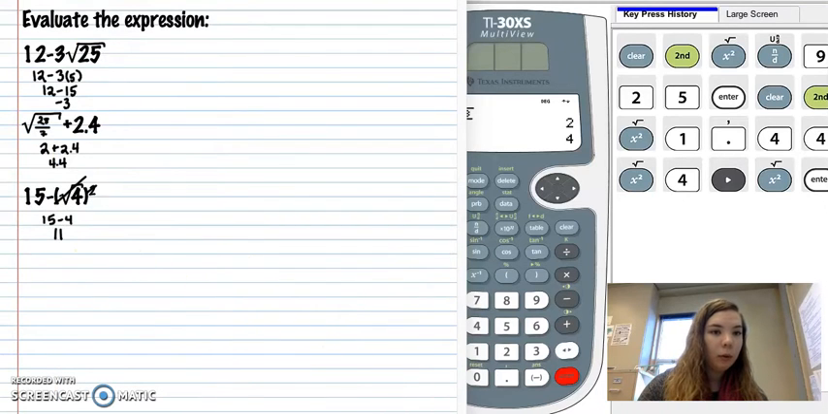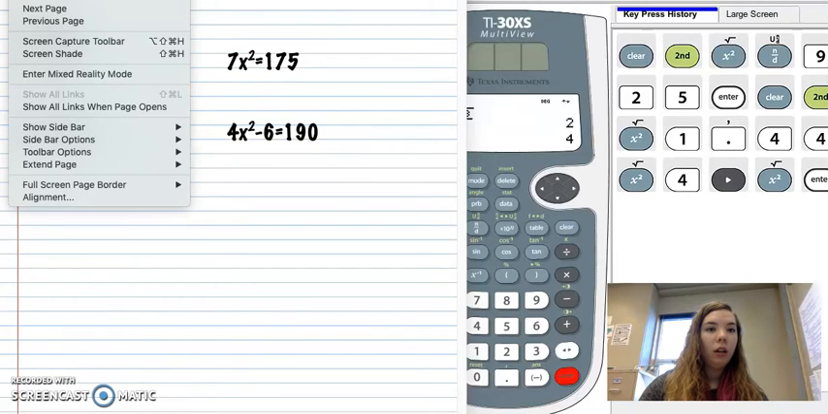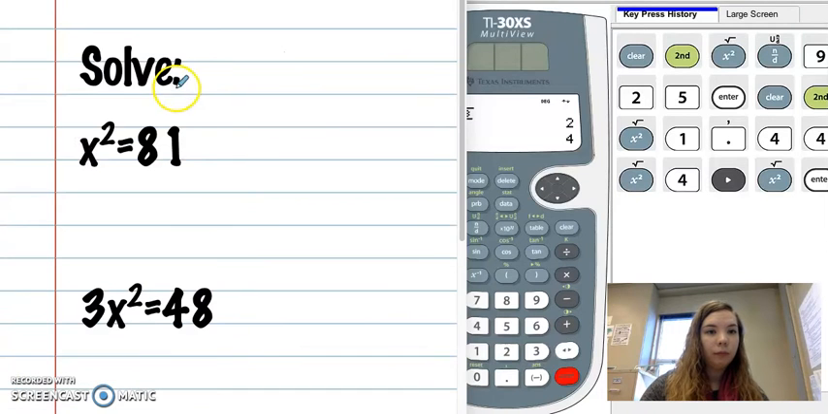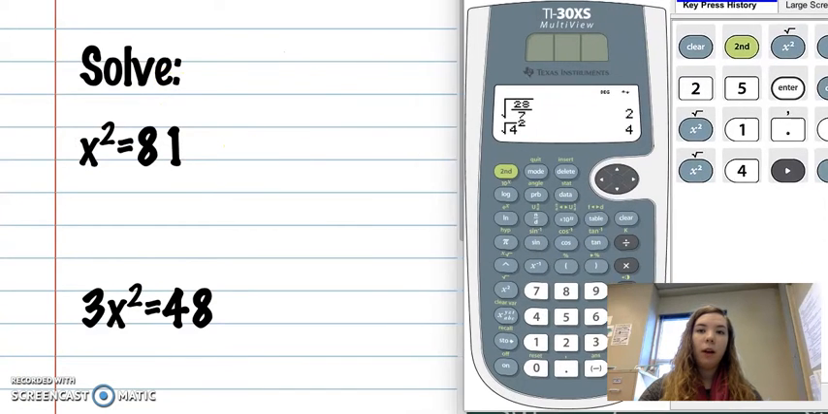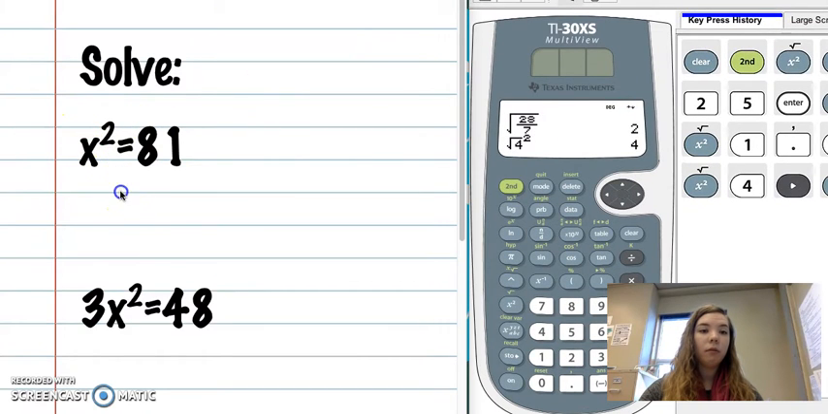All right, moving on. Solve x squared equals 81. To get rid of a square, you square root because they're opposites. So if I want to get rid of this to solve for x, I need to square root both sides. So now these are gone. Just like how we did this here, and it was just 4, now this is just x. The square root of 81 is positive and negative 9.